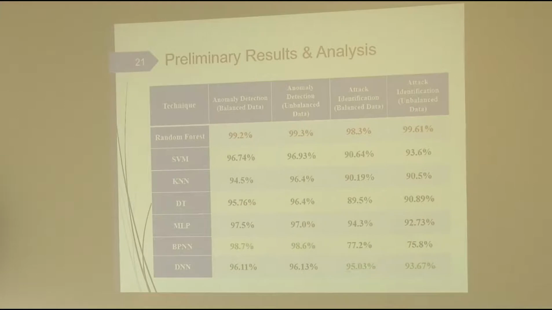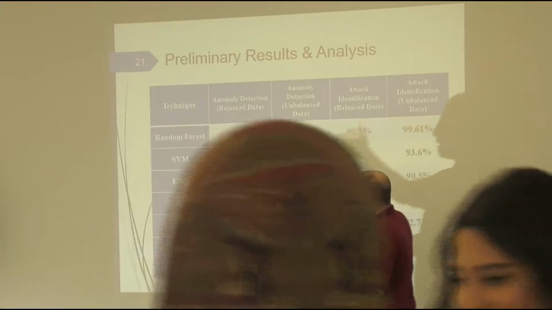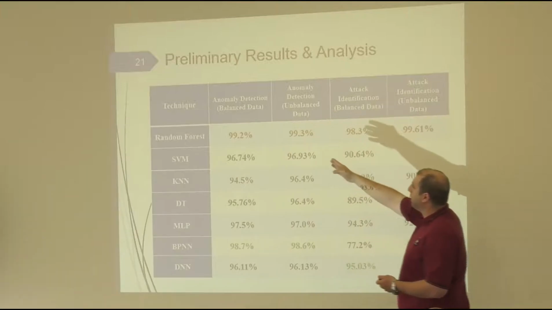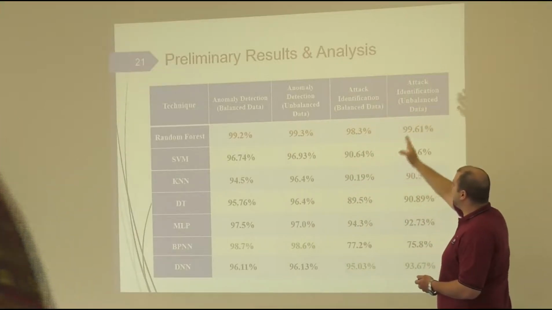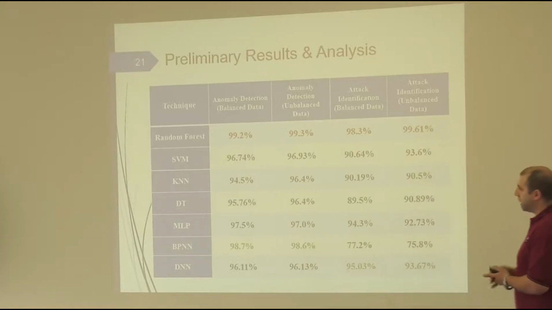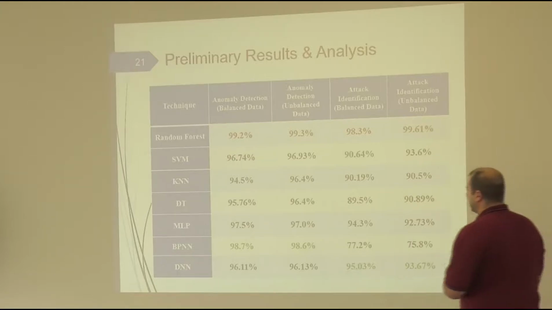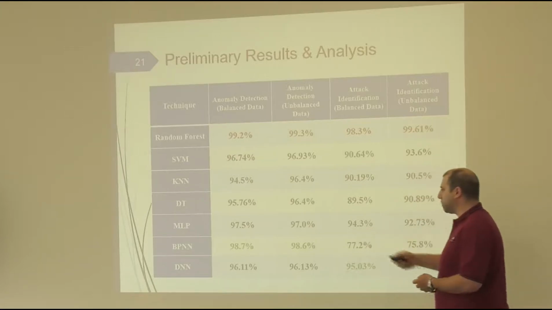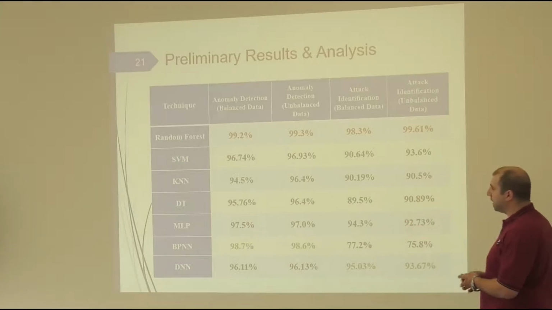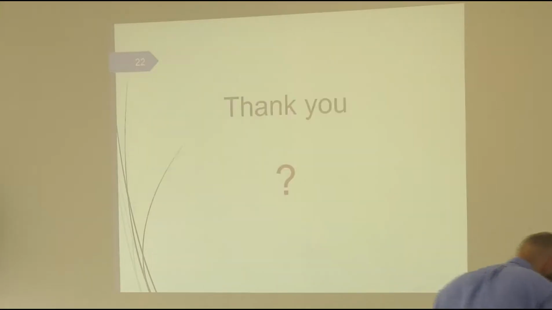And at the end, till now we have tested multiple AI techniques, between anomaly detection and attack identification, on balanced and unbalanced data. And we can see that random forest till now gave us the highest result. The next best results are given by neural networks, which are the backpropagation neural network and the deep neural network. Okay, and for this, I thank you.